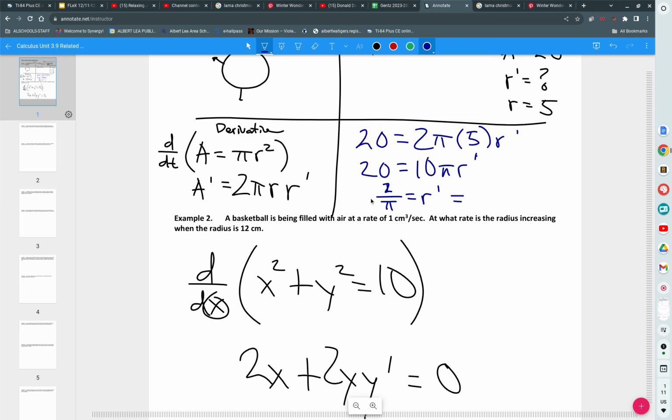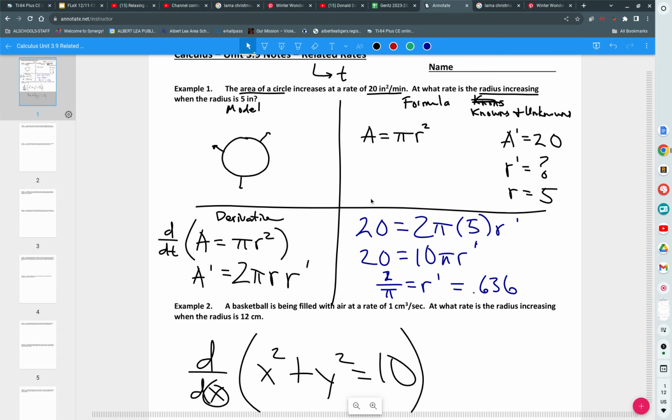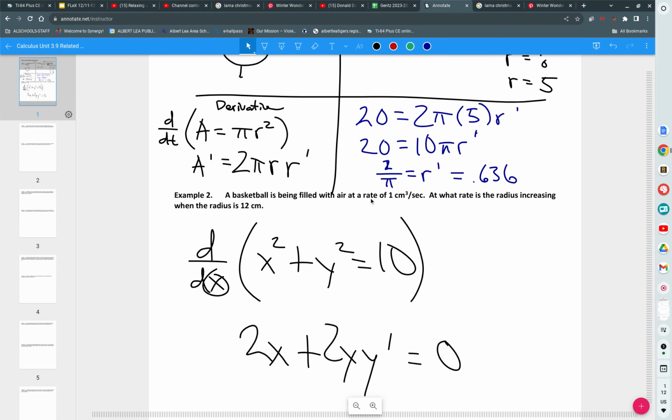Somebody put in their calculator 2 divided by pi. 0.636, and radius is a linear dimension, so we're going to say that that is measured in inches per minute. Are we per minute? Yeah. There you go. You got your rate. Not too bad? Okay.